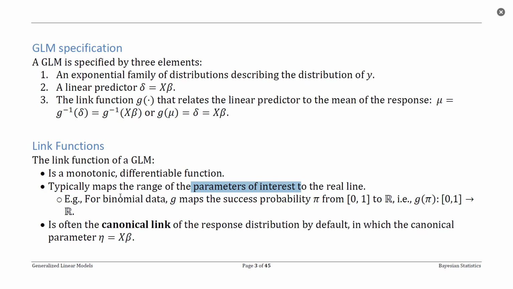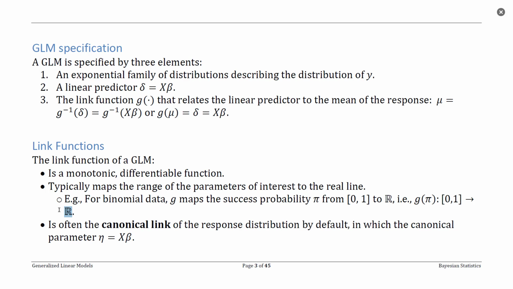So one specific example that we'll talk about in this chapter is the binomial distribution. For that binomial distribution, we have this probability of success parameter pi. And pi, because it's a probability, must be in the interval 0 to 1. The typical link function for a binomial distribution is known as the logit link function. And as we'll see, the logit link function takes our parameter pi and transforms it from the space 0, 1 to the entire real line.